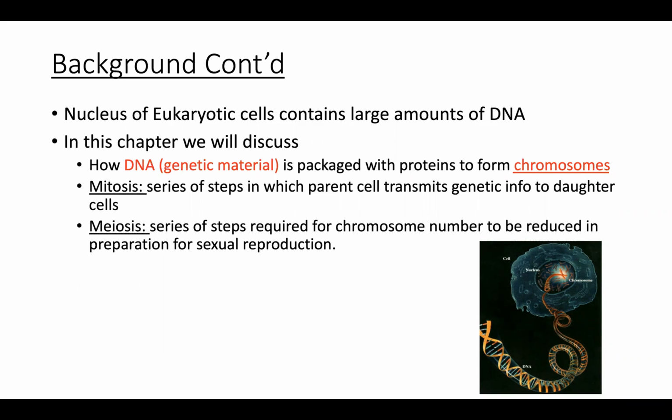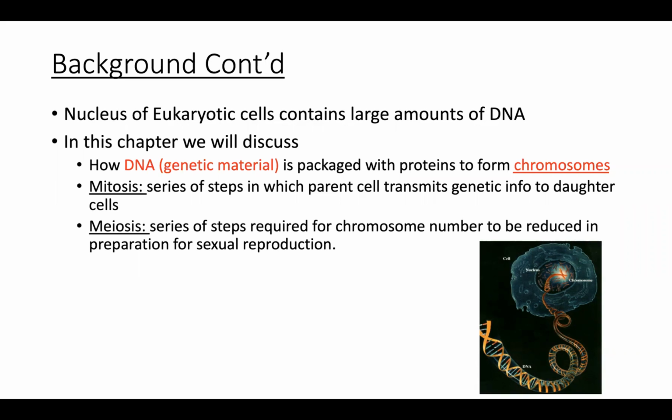So mitosis, jot this down. Mitosis is a process by which a series of steps allows for a parent cell to transmit genetic information to a daughter cell. Okay, so during mitosis, we are basically cloning. We're duplicating everything that's present in this parent cell so that it can be passed down to a daughter cell. That's what happens during mitosis.